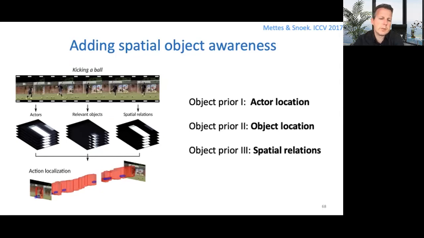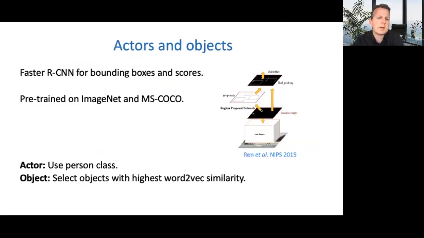And again, we build on what is made available in the vision community. This time, actors and objects are based on Faster R-CNN for bounding boxes and scores, which are pre-trained on ImageNet and MS COCO. So for actors, we use the person class as defined in MS COCO, and for objects, we use the 79 remaining objects from MS COCO. And again, we rely on Word2Vec to select those objects that have the largest similarity inside the Word2Vec embedding.